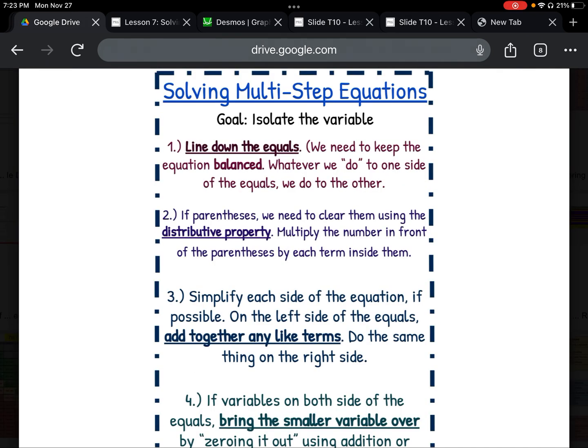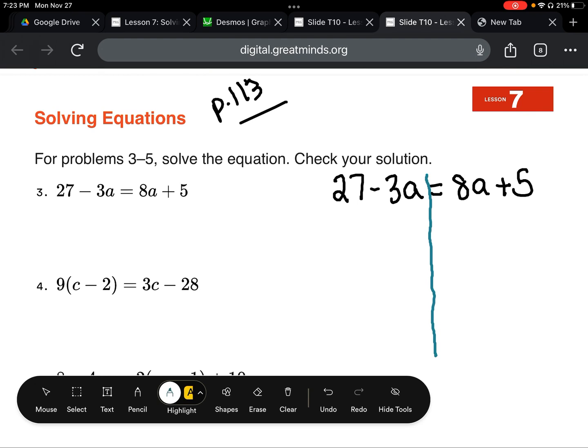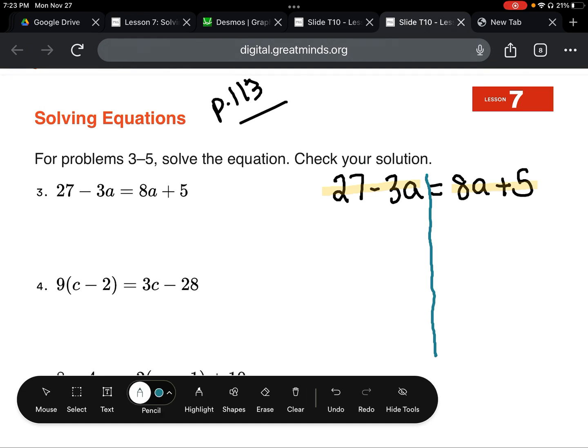Step 3 says to simplify each side of the equation if possible. On the left side of the equals, add the like terms, and then do the same thing to the right side. So we're looking at both of these sides separately. Here on the left, we don't have any like terms that we can combine. And also here on the right, we do not have any like terms that we can combine. So we are on to the next step.